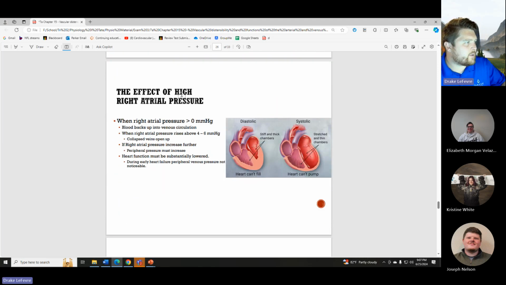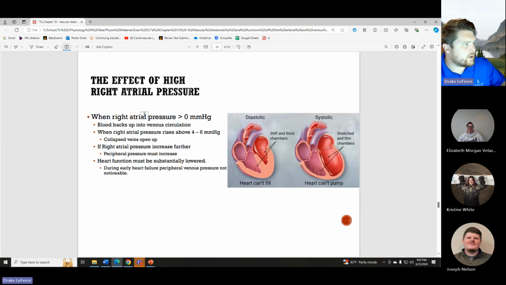The effects of high right atrial pressure. We already kind of talked about this. When right atrial pressure is greater than 0, blood backs up into venous circulation. When it gets up to 4 to 6, collapsed veins open up. Right atrial pressure increases further. Peripheral pressure must increase. Heart function must be substantially lowered. And during early heart failure, peripheral venous pressure is not noticeable.